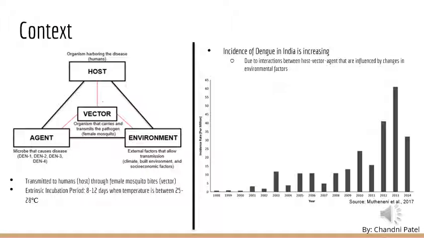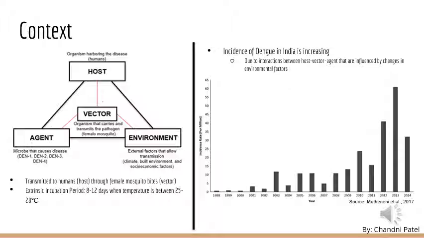A brief background, starting on the left-hand side of the screen, dengue fever is a viral infection that results from 4 different agents and is transmitted to humans, the hosts, through the bites of infected female mosquitoes, the vectors. Bites from infected mosquitoes are the only mode of transmission.